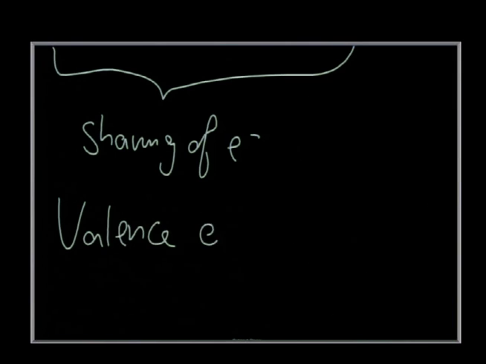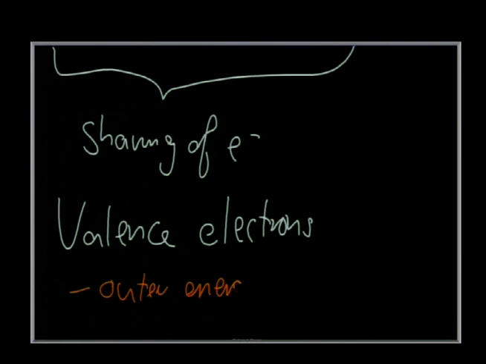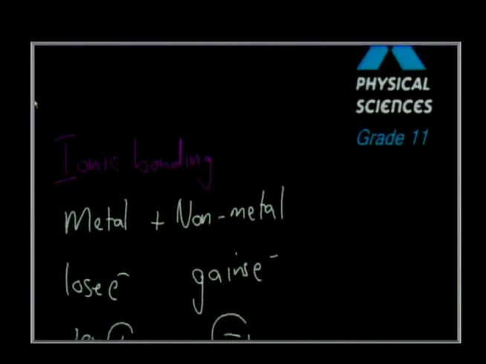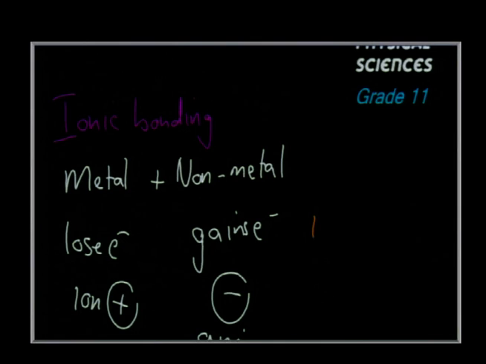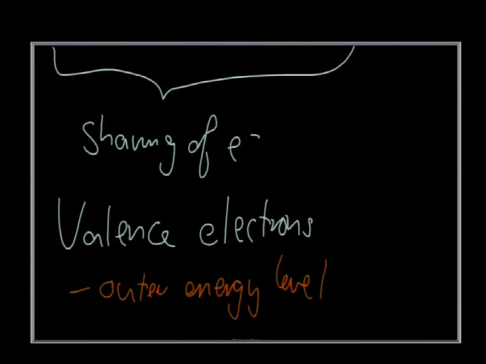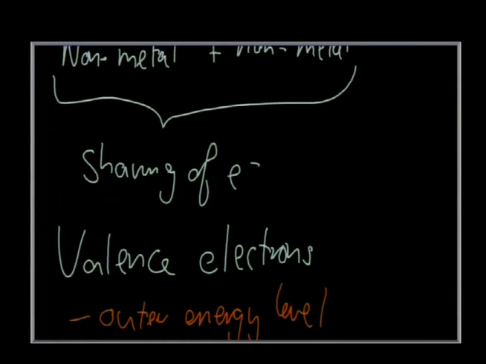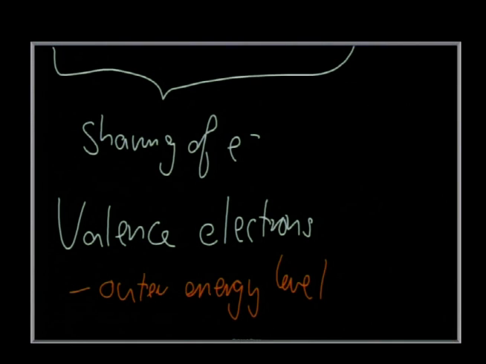Valence electrons. I just want to make a point that these are in the outer shell, the last shell, the outer energy level. And in fact, these ones that are lost and gained with ionic, these are also valence electrons. So make sure you've got that idea. Sharing of valence electrons, and losing and gaining of valence electrons.